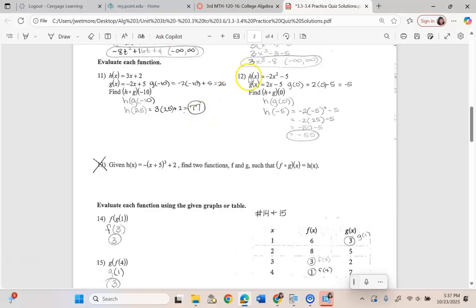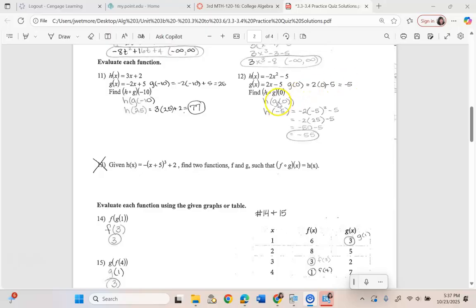All right, here's another one of those. So h of g of 0. So again, I'm going to rewrite it this way. Put your finger over the h to ignore it, and we're going to start with g of 0. So that means put 0 in the place of x right here. So that'd be 2 times 0 minus 5, which is going to give me negative 5.